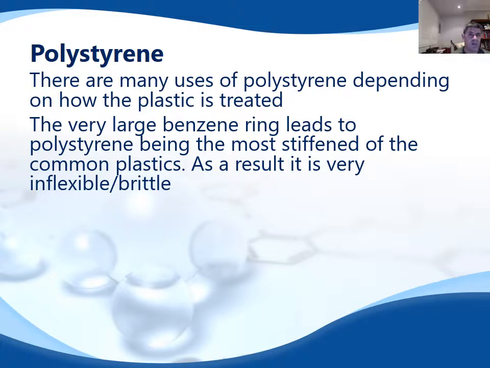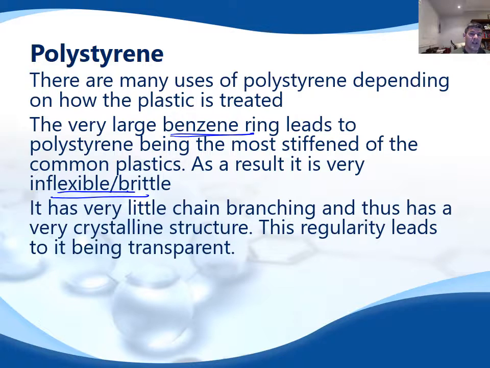And you'll see that in just a moment, mainly because the presence of this big benzene ring leads to a very high degree of stiffening of the plastics, and that means it's very inflexible and very brittle, and it's relatively easy to damage. There's very little to no chain branching. Of course, those big benzene rings are going to get in the way of any sort of chain branching occurring, and so as a result of that, it's very straight chains.